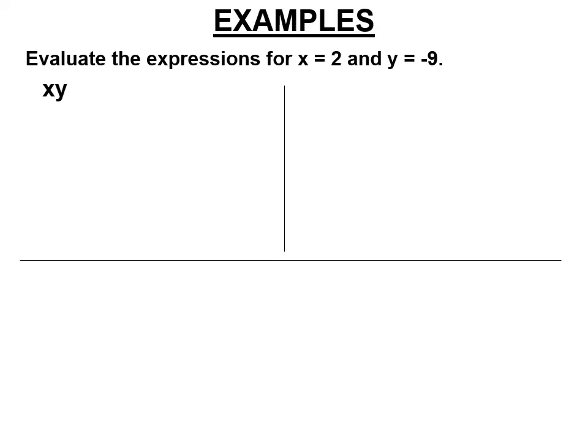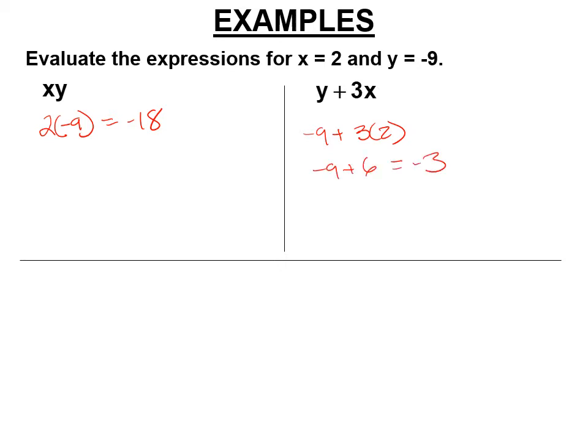All right, so xy, what is xy? It means x times y. So if x is 2 and y is negative 9, that's 2 times negative 9, negative 18. That's what xy means. So this is y, which is negative 9, plus 3 times x. We have to do 3 times 2 first. We get 6, negative 9 plus 6, negative 3.